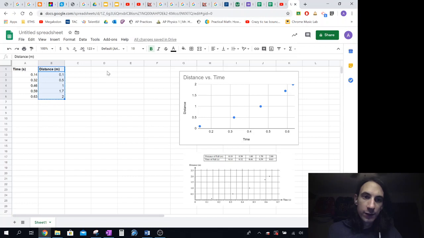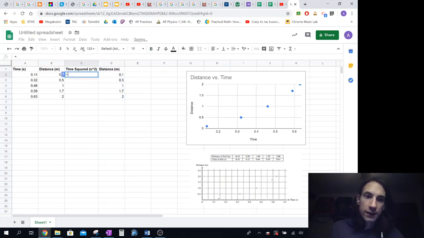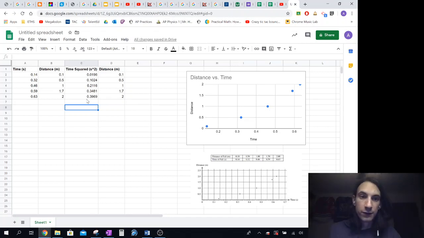So my distance will be the same. And then instead of time, I want to graph time squared. And that is in seconds squared, so that is my unit for time squared. A little bit of an awkward unit, but that's okay. And what I want to say then is this squared, and drag that down. And now I have my time squared values.